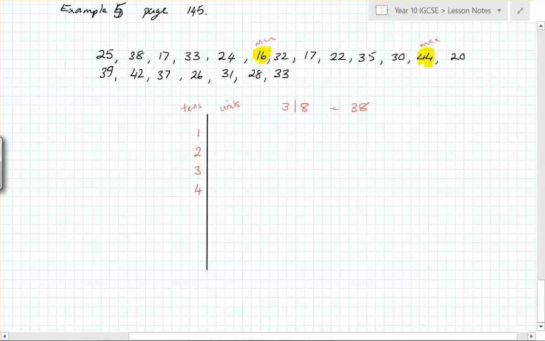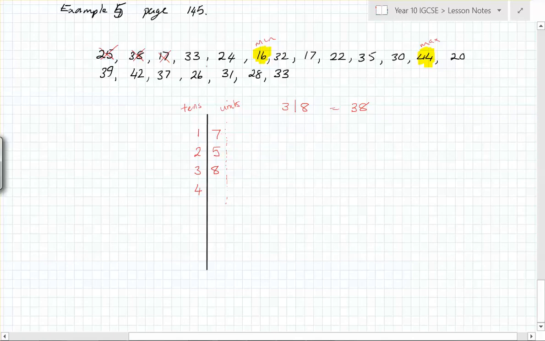So 25, I'm going to cross it off and put a 5 next to the 2. 38, I'm going to put an 8. Now, one thing that must happen, you don't need to draw these lines, but numbers must be lined up. The next number is 17, so I write a 7 for 17.